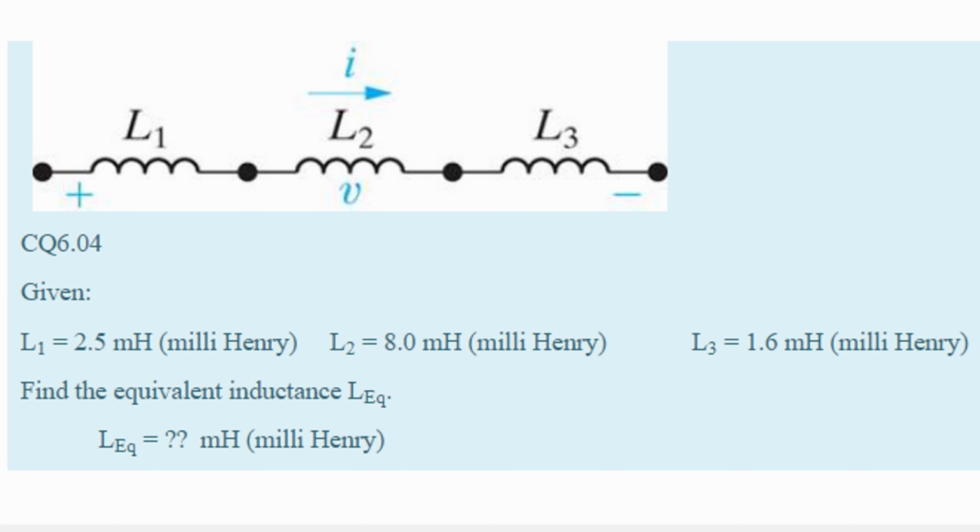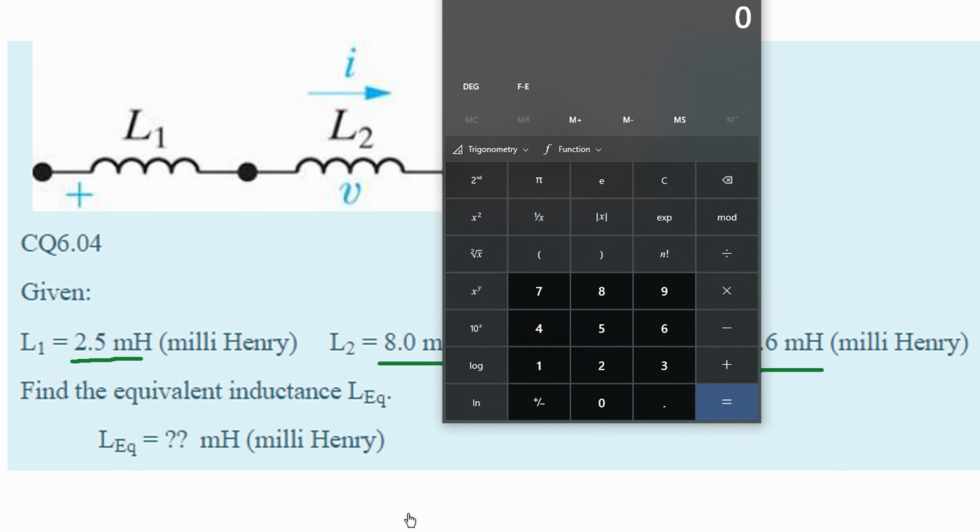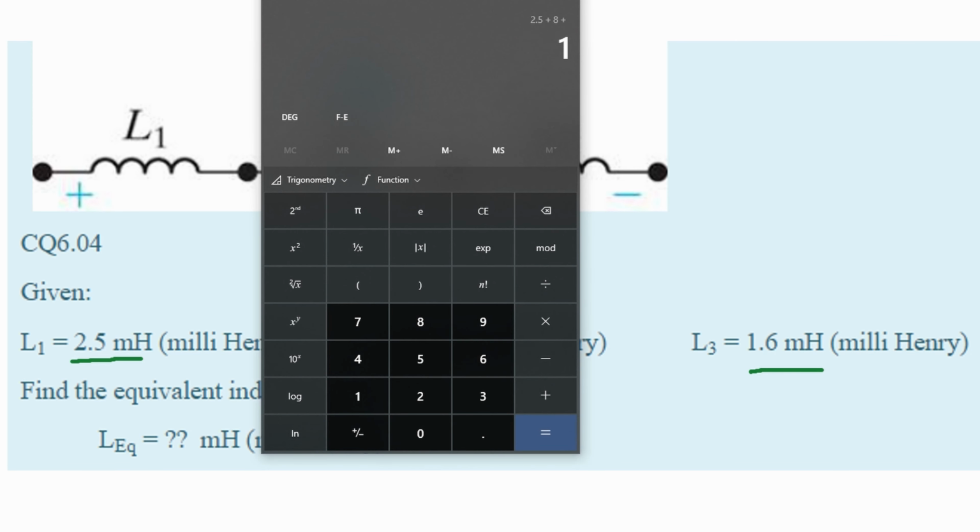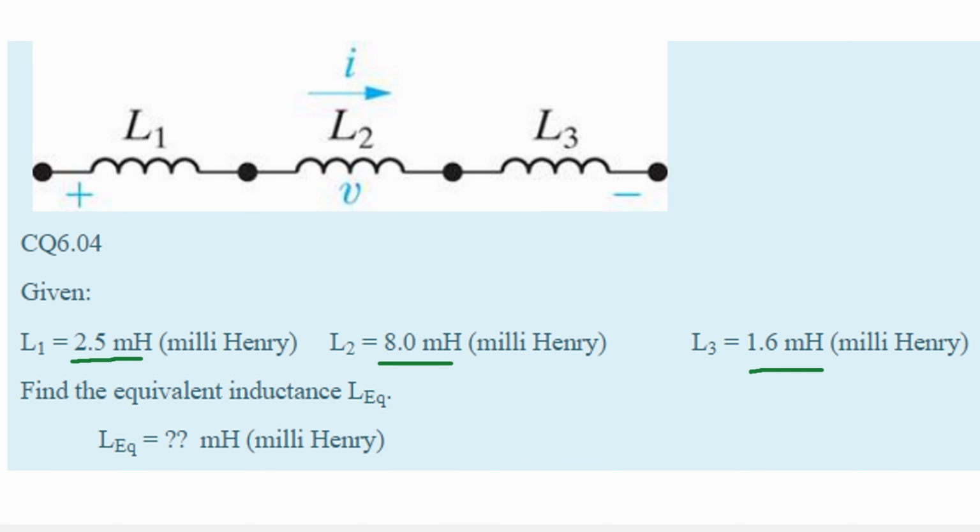The inductors in series is the same formula for a resistor in series, where we just add them together. So this is what we're going to do here. All we're going to be doing is adding the 2.5 millihenries, the 8.0 millihenries, and the 1.6 millihenries. After we do that, we are going to get 12.1. So our L equivalent is going to be 12.1 millihenries for this problem.